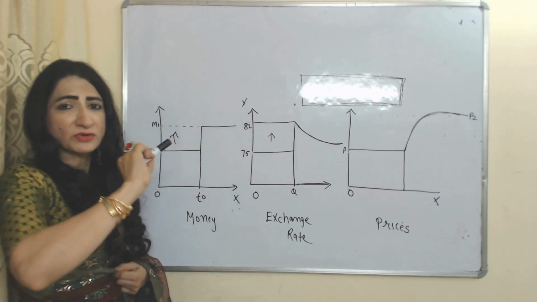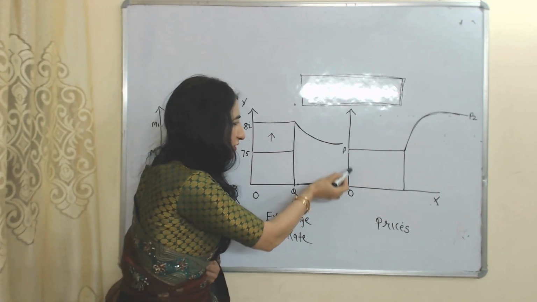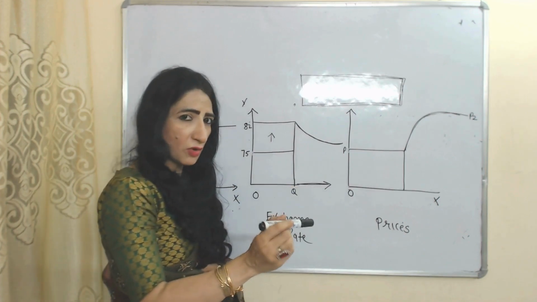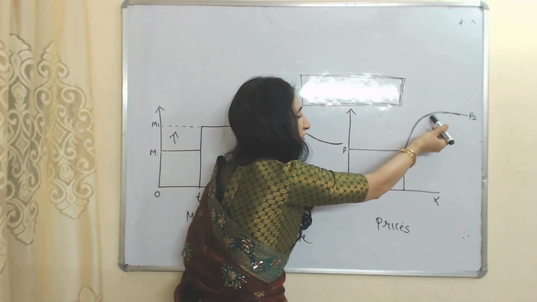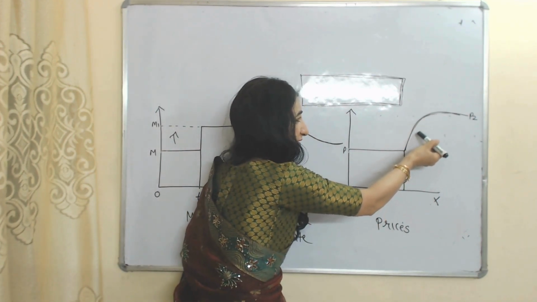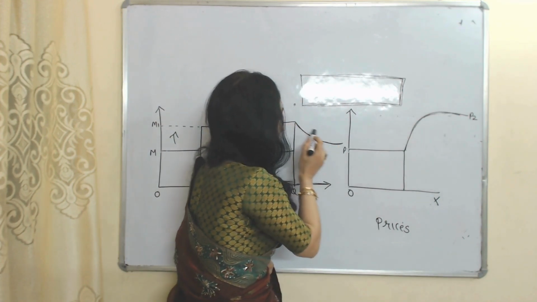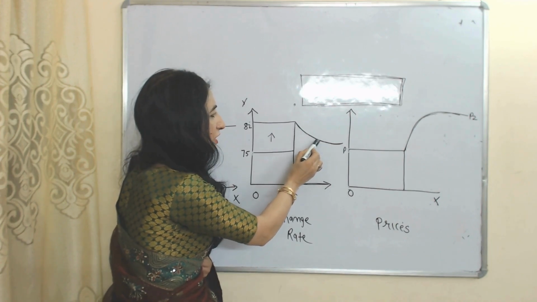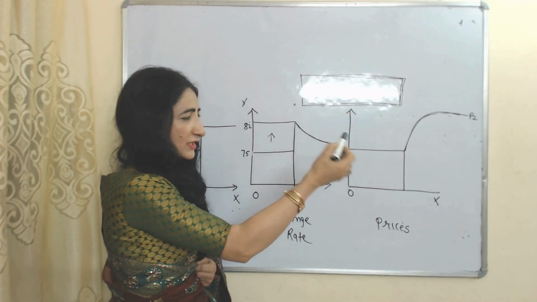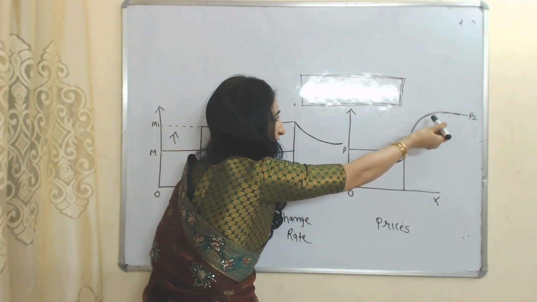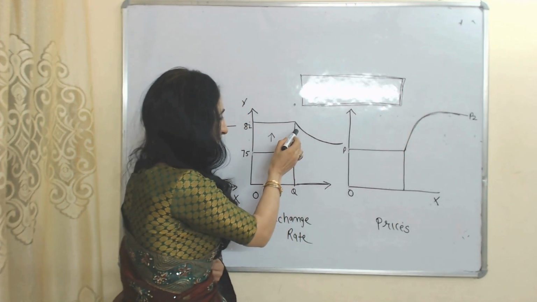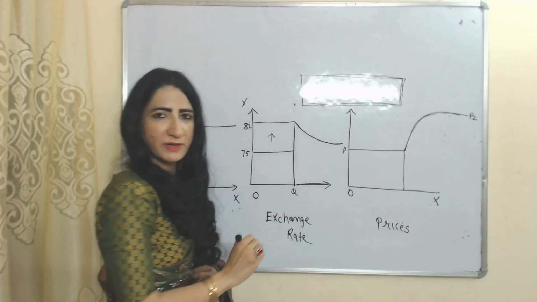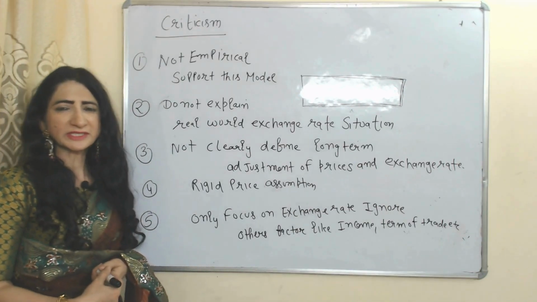But initially, during a short time period, prices will not react, prices will remain constant. But during a long time period, prices increase and then fully adjust. As prices increase and fully adjust, the exchange rate starts reducing and gets back to the long term equilibrium point. Here you can see, as prices start increasing and fully adjust, the exchange rate starts reducing and getting back to the long term equilibrium point. Now we see criticism.